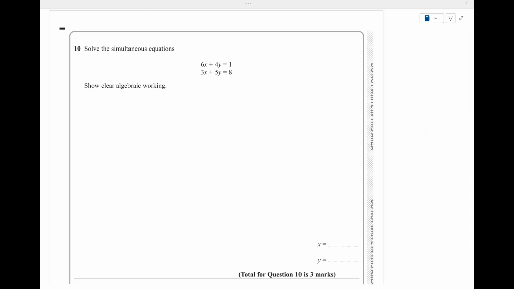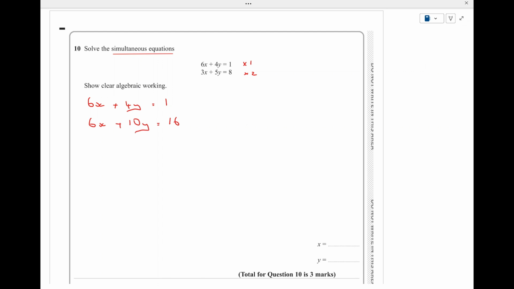Question 10. Simultaneous equations. Okay. Now, what I'm doing with these two linear simultaneous equations is I'm going to make the x's equal and then subtract. So I'm going to keep the top equation as it is, and I'm going to multiply the bottom equation by 2. So here's the top equation, 6x plus 4y equals 1. And the bottom equation I'm going to multiply by 2, because then we'll have the same number of x's in both equations. 6x plus 10y equals 16.